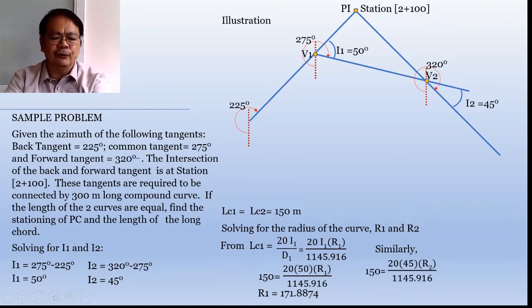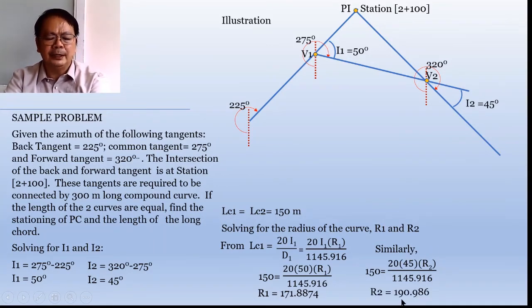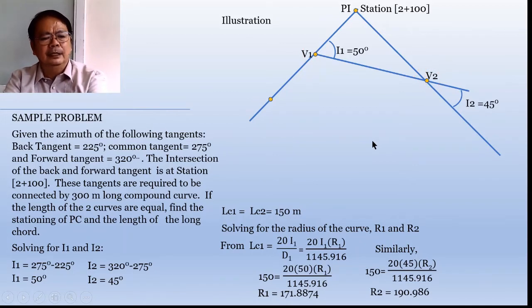Similarly, we can solve for R sub 2 using the same formula, but substituting the value of I sub 2 of 45 degrees from this magnitude. Therefore, we can solve for R to be 190.986. And therefore, we can now plot this point.